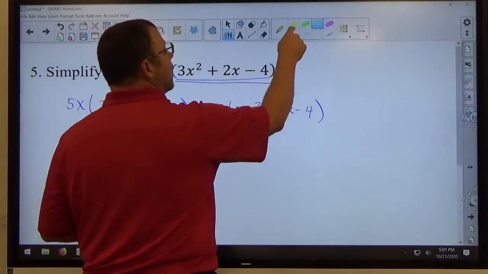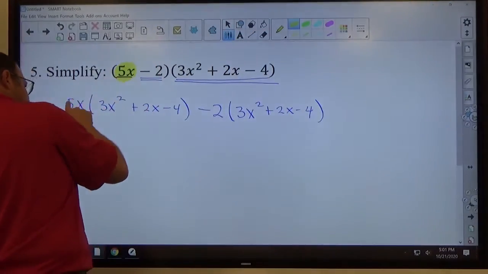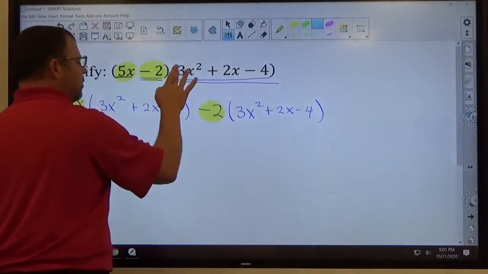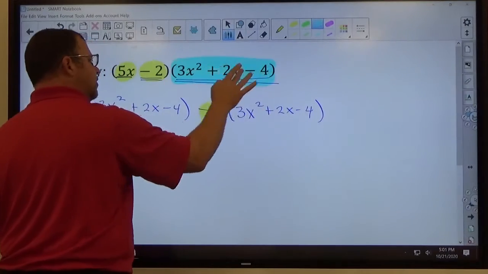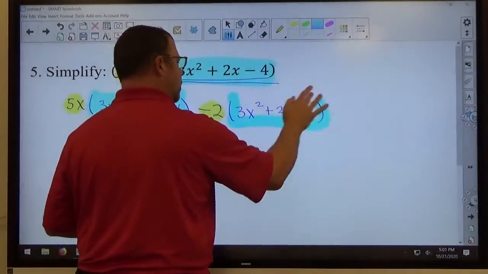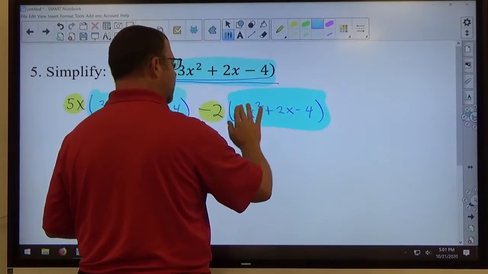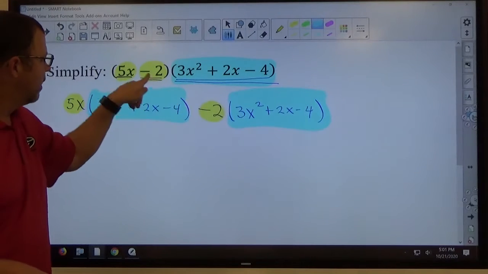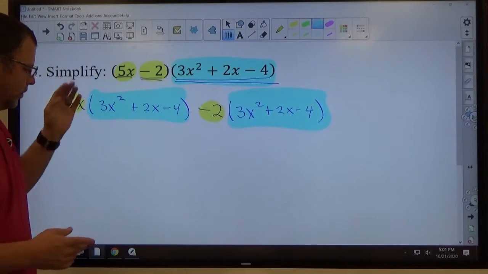Simply notice here that 5x is here, negative 2 is here, and we're simply multiplying both those initial objects times the second parentheses, 3x squared plus 2x minus 4. Again, that's all that's happening. First object times the entire second parentheses, second object. That says minus 2, so that says minus 2.